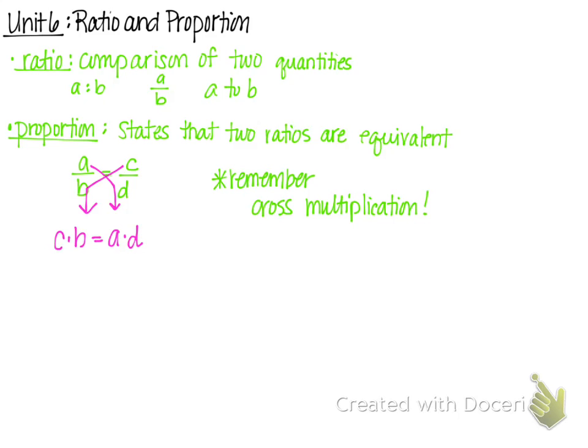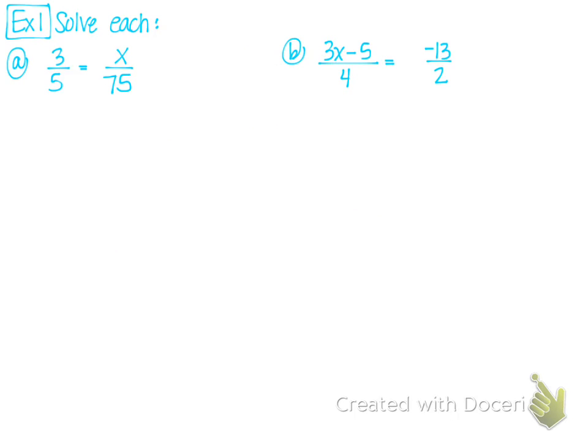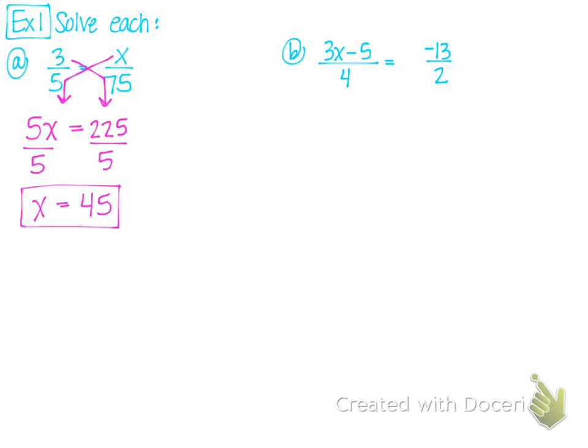Okay, so let's do some examples and see what we can remember. So it says, example 1, solve each. So A is a very straightforward proportion. We want to use cross multiplication. So we're going to multiply x times 5, and x times 5 is just 5x. Then we're going to multiply 3 times 75, and 3 times 75 is 225. Now, to get our x isolated, all we have to do is divide by 5. And once you put that in your calculator, you get that x is 45. Very simple, straightforward.